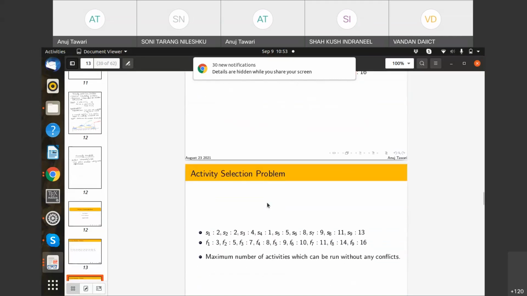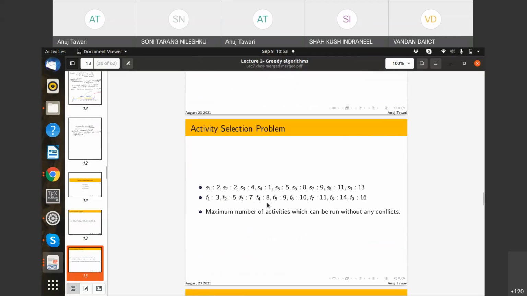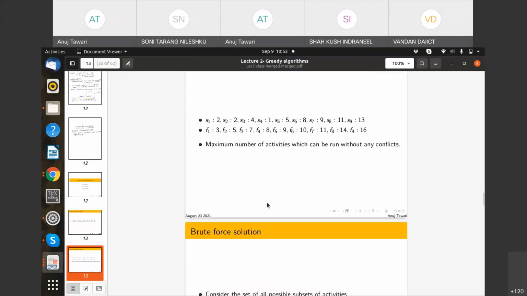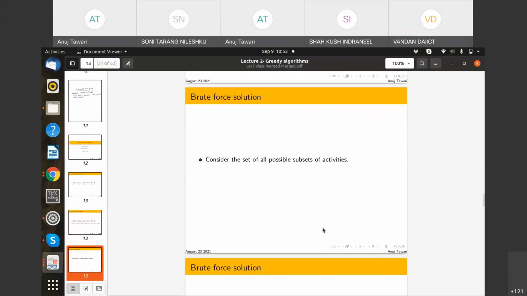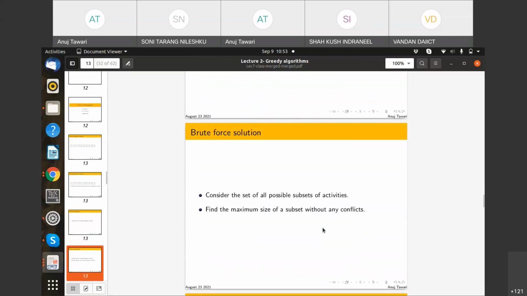So which ones do we want to pick here? The maximum number of activities which can be run without any conflict. So one solution is, again, to apply brute force: consider the set of all possible subsets of activities and just check whether they are conflicting or not. Find the maximum size of a subset without any conflict.